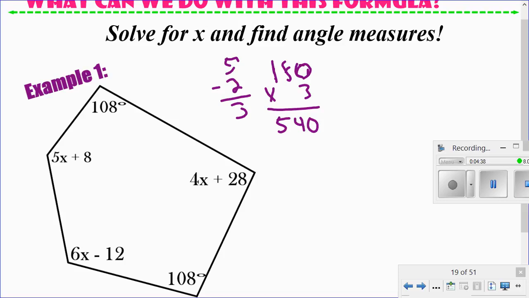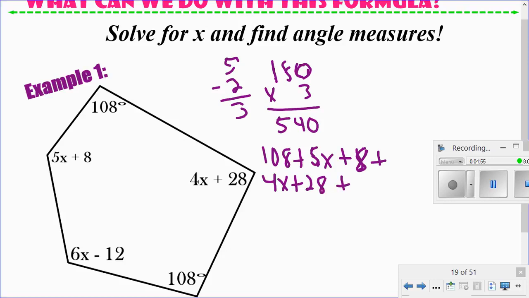So we're going to add up all these angles. So we'll write an equation here. We have 108 plus 5x plus 8 plus 4x plus 28 plus 6x minus 12 plus 108, and that should equal 540 degrees. So let's see if we can combine our like terms. So we have a 5x, we have a 4x, we have a 6x. So 6 plus 4 is 10. 10 plus 5, we have 15x.